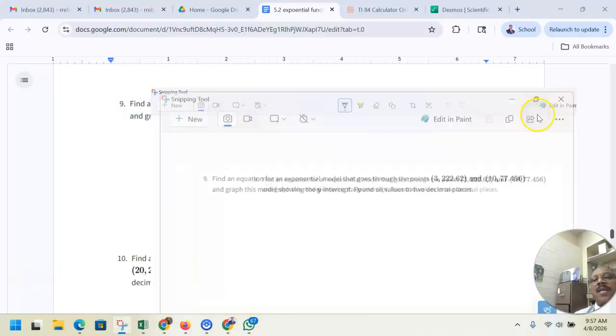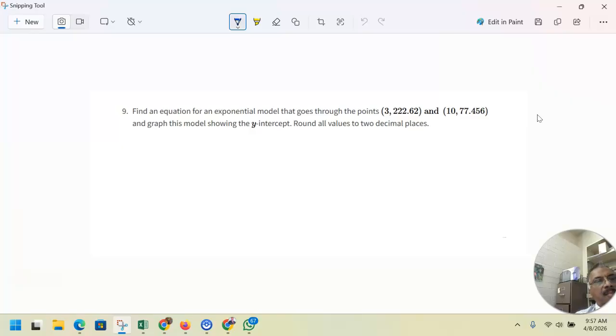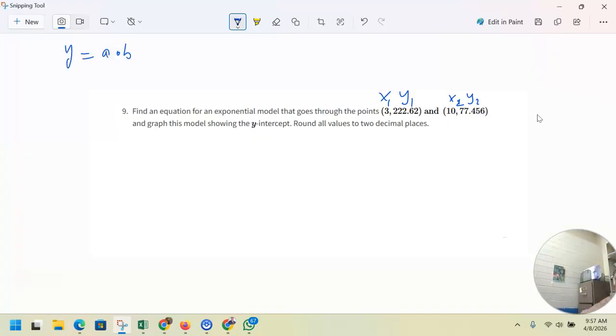So call this x1, y1. Step 1: call this x1, y1, and call this x2, y2, and substitute them into the equation. Your equation is y equals a times b raised to x. So plug in x1, y1. This will be 222.62 equals a times b raised to 3.